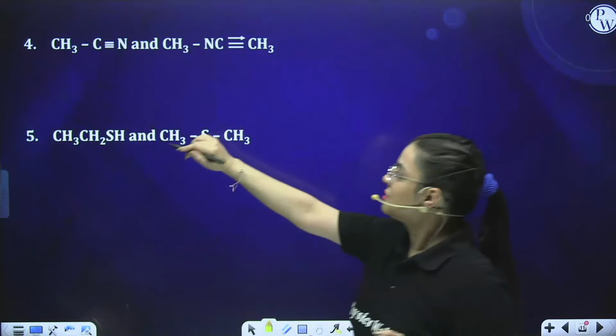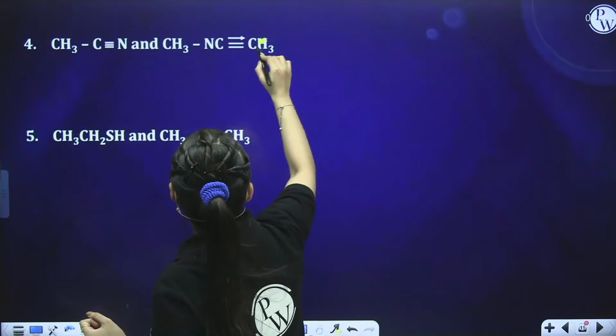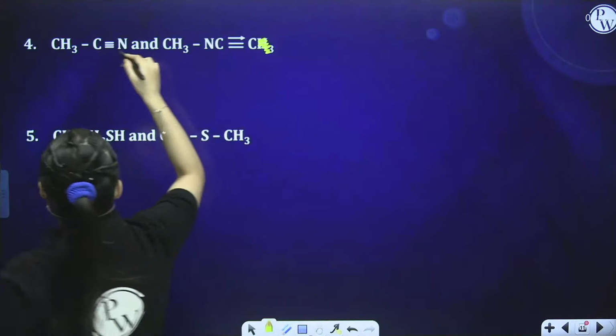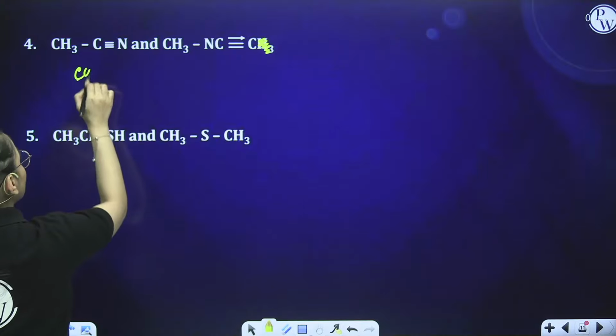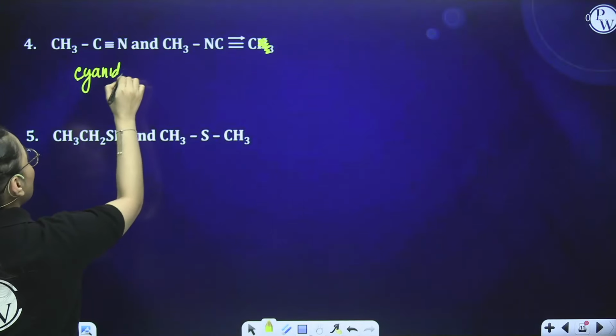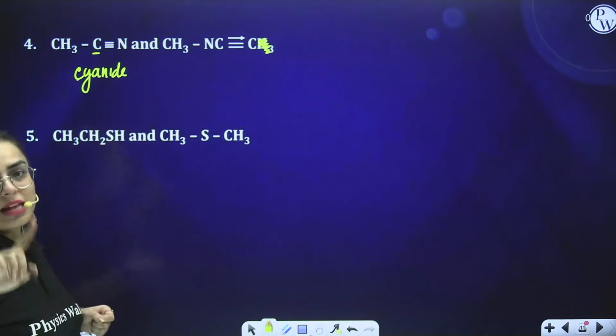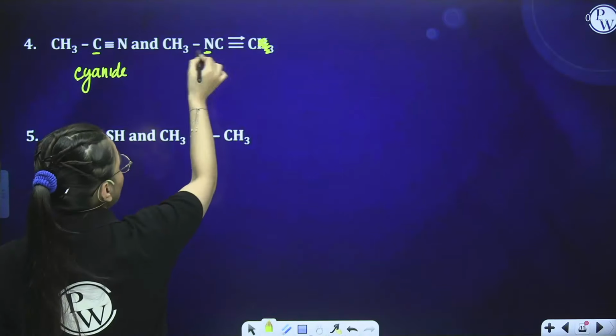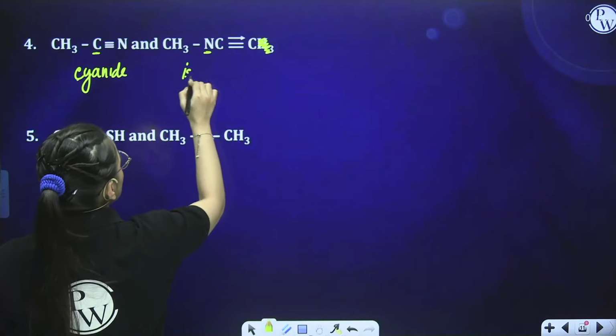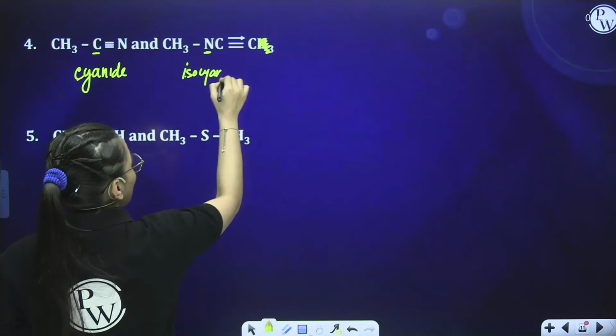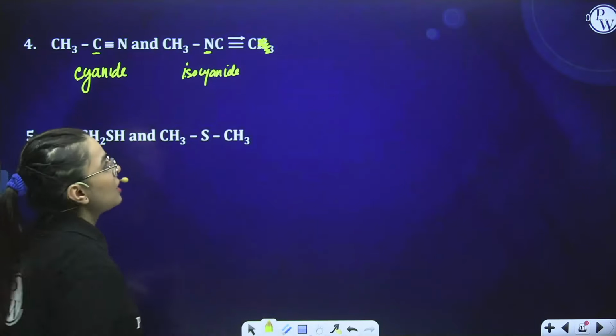You can see this case here, students. CH3 will not come. Kindly cut this. Okay. Now you see this is cyanide. When the alkyl group is connected with the carbon, it is a cyanide group. When the alkyl group is connected with the nitrogen, it is isocyanide. Kindly correct this. Here only C will come, not H3.